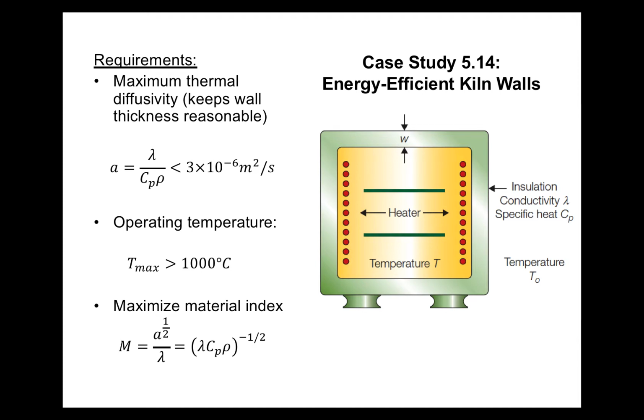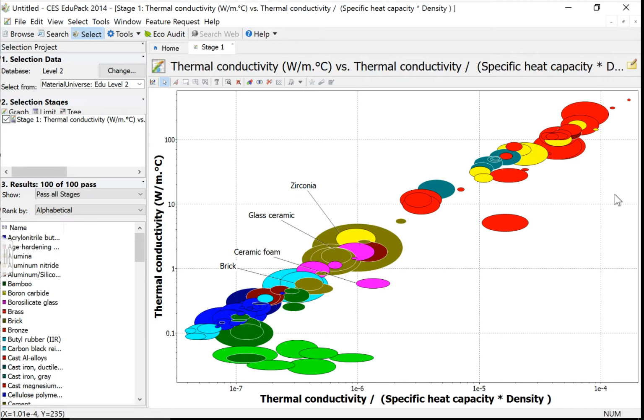per second. The second requirement is that the operating temperature must be at least 1,000 degrees Celsius. And then the third requirement is that we need to maximize our material index, which has been derived as being our thermal diffusivity to the 1/2 divided by lambda. I've also given you here the equation in case you wanted to use it that way, plugging in the value for A. So we'll open up CES EduPack, and you can see that I've already started this problem.